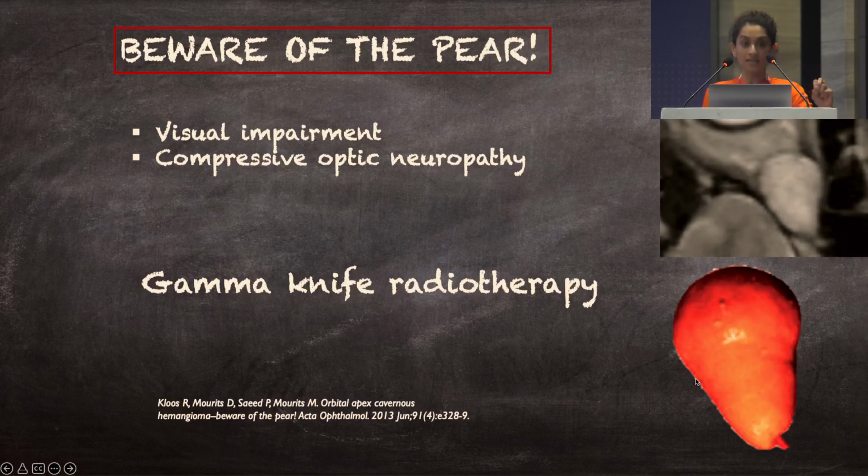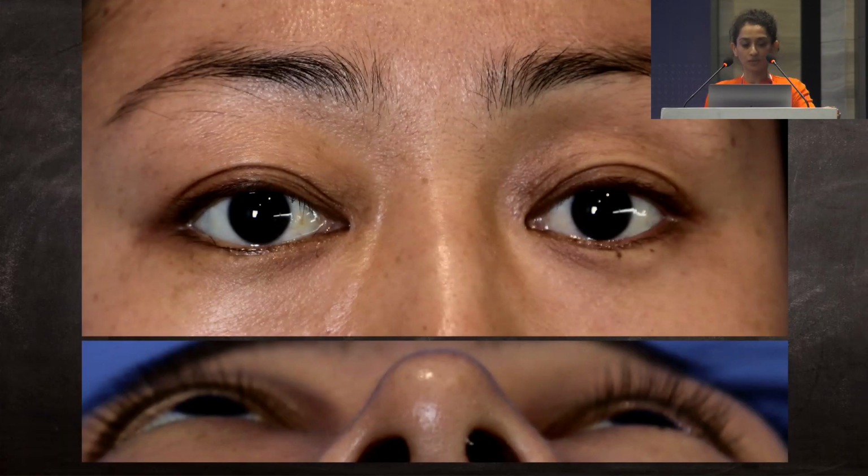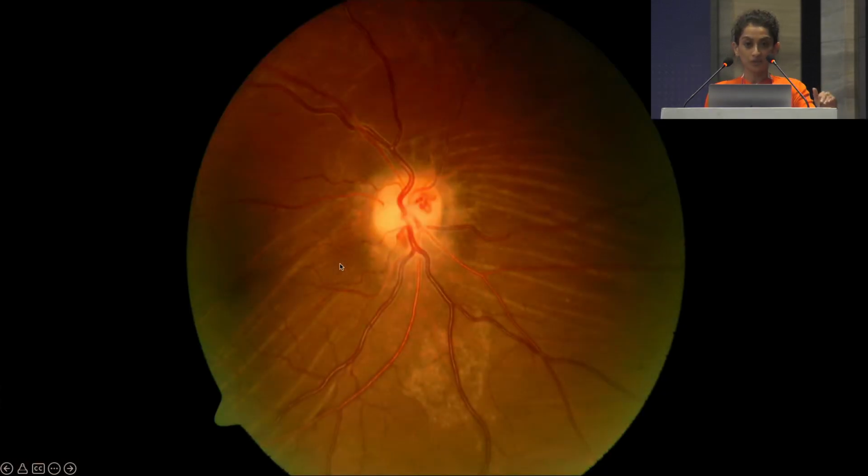So we excise it. But there are situations when it's present in the apex of the orbit. We usually don't take it out because that can compromise vision in these patients. So gamma knife radiotherapy is something that we would consider. This patient has a very subtle proptosis in the right eye. The first thing that we do as clinicians is, it's not just an orbital evaluation.